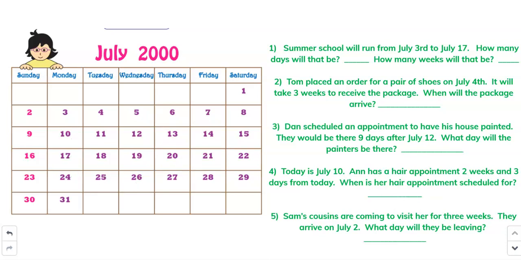All right, just one last question here. Sam's cousins are coming to visit her for 3 weeks. Oh my gosh, that would be so much fun to visit cousins for that long. They arrive on July 2nd. What day will they be leaving?